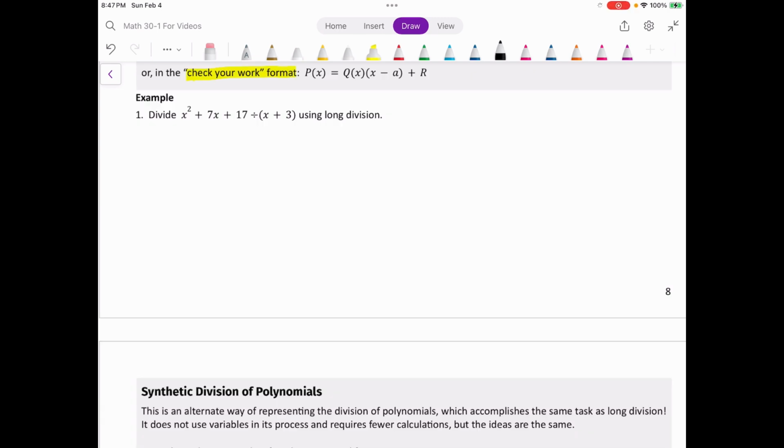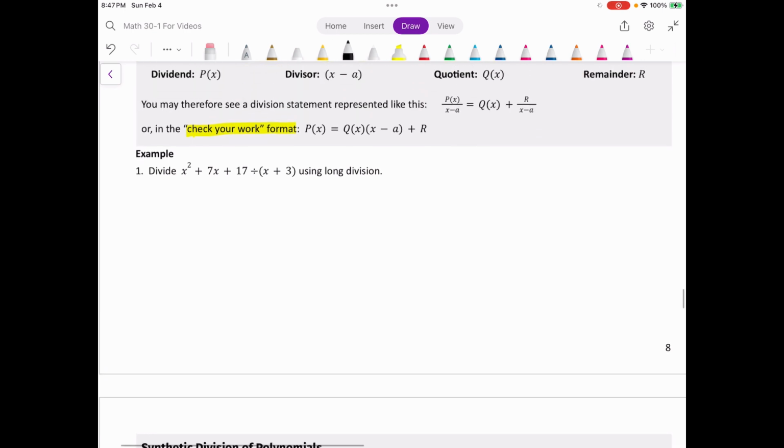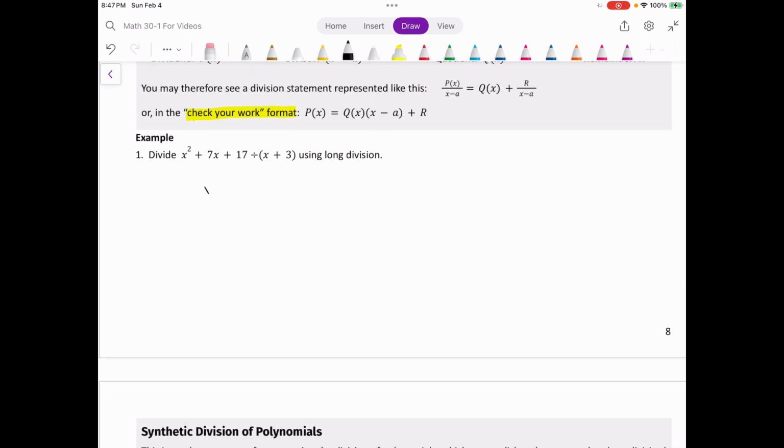Alrighty, here we go. So we want to divide x squared plus 7x plus 17 by x plus 3 using long division. So here we go. My divisor is x plus 3. I want to divide that into x squared plus 7x plus 17. Okay, so we're just going to work through the steps. First things first, right? First things first would be to make sure they're in standard form, but they are, okay?